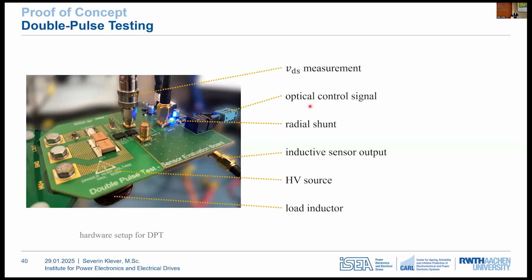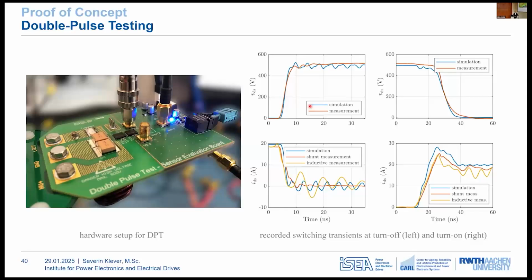And the test was now conducted at various operating points. And here you can see the results for an operating point of 500 volt and 20 amps. The upper graphs show the drain source voltage during turn off on the left and during turn on on the right side. And you can see that both happen in less than 10 nanoseconds and have very smooth switching transients. The lower graphs compare the drain source current waveforms obtained from simulation, from shunt measurement, and from inductive measurement. And in terms of rise times, all transients align well, though there are some uncertainties that you can also see. And then the final step involves evaluating these differences and calculating the relative errors.